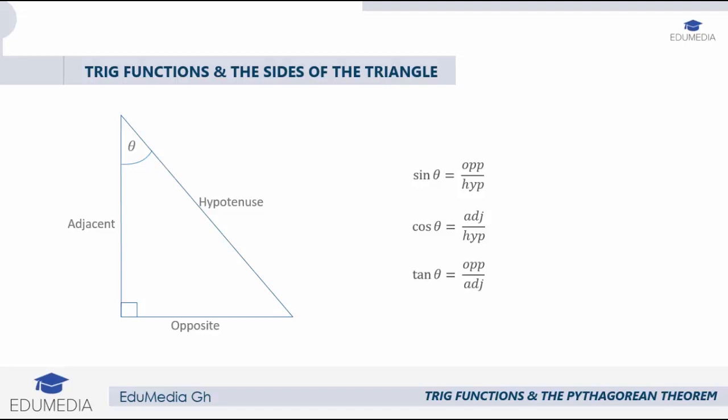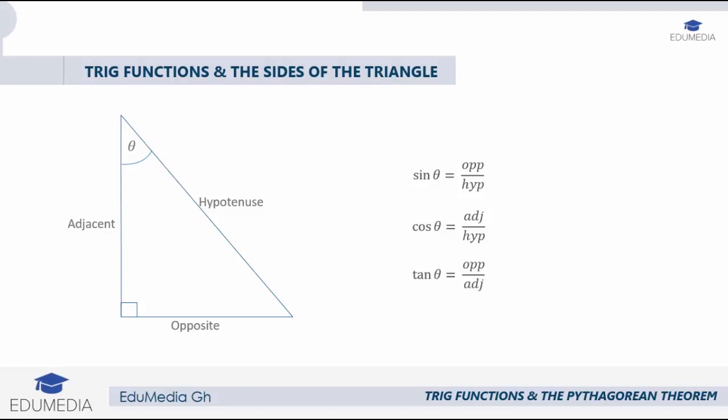All that we are doing here is trying to relate the trigonometric functions, the sine, the cosine, and the tangent, to the Pythagorean theorem and to this particular right angle triangle. From here we can see that sine theta equals opposite divided by hypotenuse. So to get the sine of this angle, we need to take our opposite figure divided by the hypotenuse figure. The same applies to the cos theta.